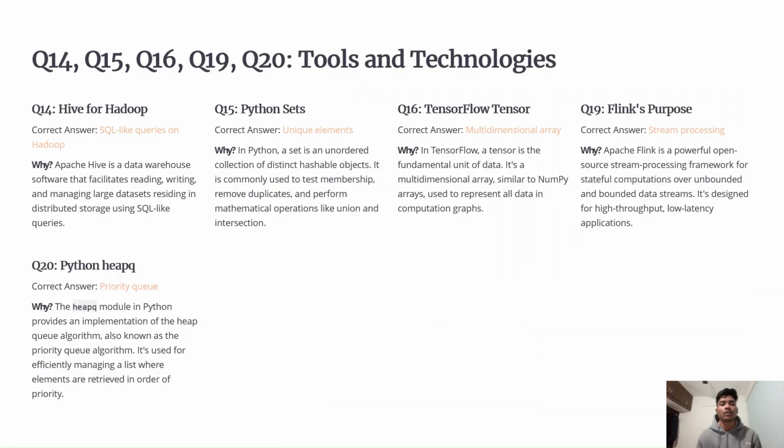Question number 16 was based on TensorFlow. The right answer was multi-dimensional array. Everything in TensorFlow is a tensor, basically an n-dimensional array. Question number 19 was based on Flink. The right answer was stream processing. Flink is designed for fast real-time stream data processing. The last question was based on heap queue. The right answer was priority queue. Heap queue manages elements based on priority, useful for tasks like scheduling.